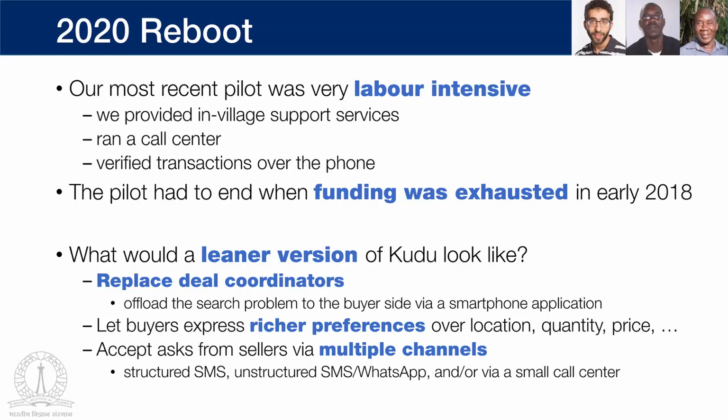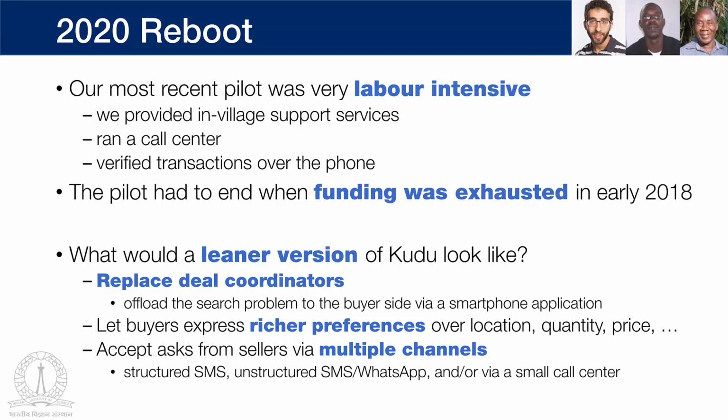Anyway, so we got interested in what it would look like to run Kudu in a much leaner way that wouldn't require so much centralized funding. And our idea was to replace the deal coordinators with a sort of smartphone application on the buyer side. So we thought, even if maybe the farmers now would start to have smartphones, the farmers were mostly illiterate. So even if they had smartphones, we weren't sure that they would be able to do really sophisticated searching.